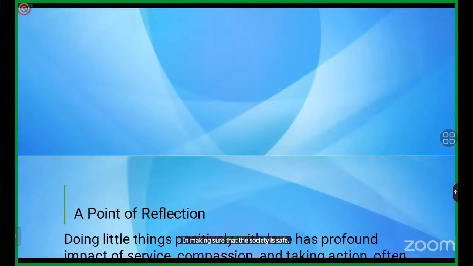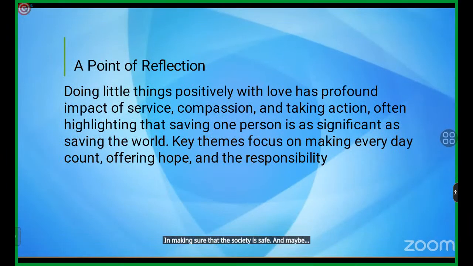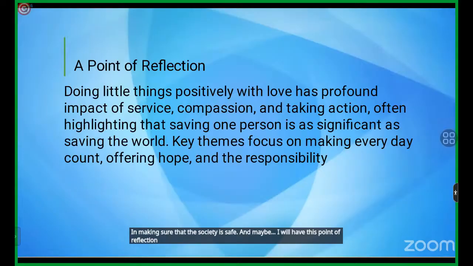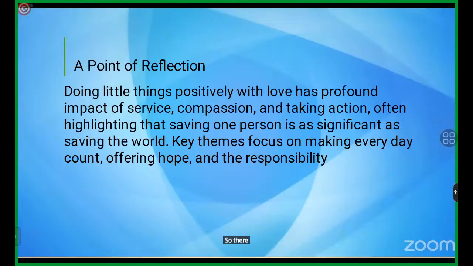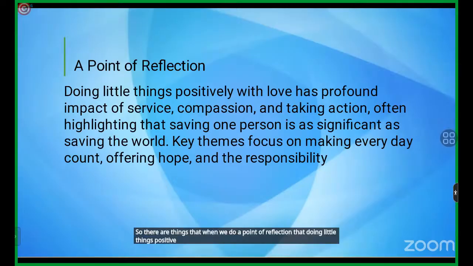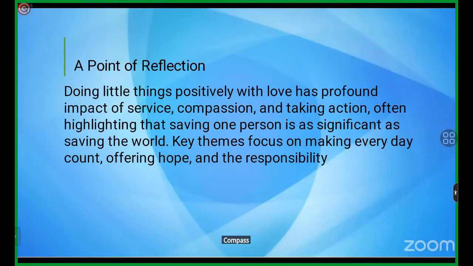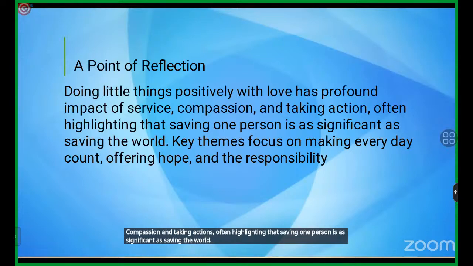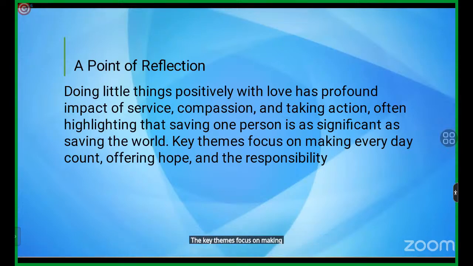And maybe I will have this point of reflection as I close. Doing little things positively with love has a profound impact of service, compassion, and taking actions, often highlighting that saving one person is as significant as saving the world. The key themes focus on making every day count, offering hope and responsibility. So that is the point of reflection that I will leave you with.